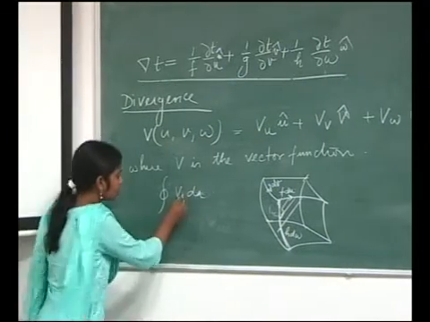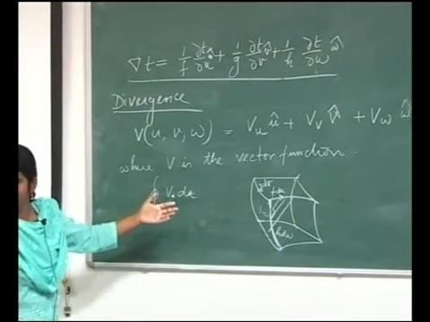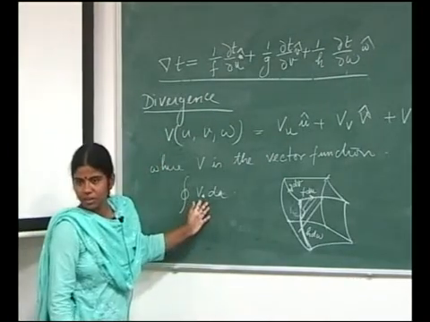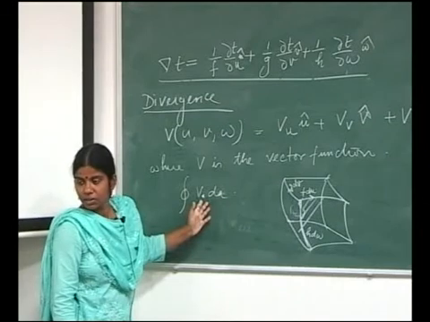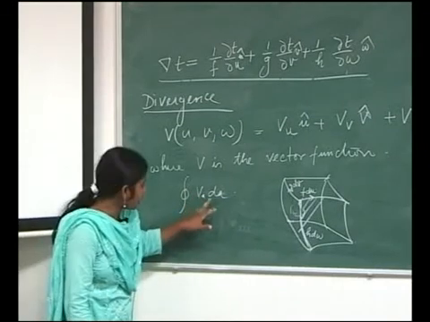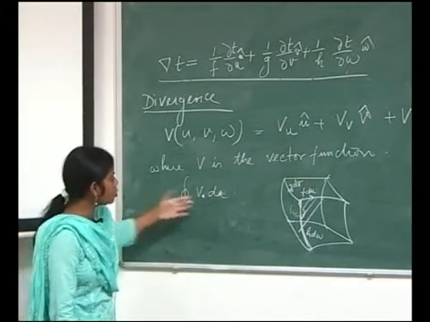V could be any vector. V could be velocity, flow of liquid, anything. But are they scalars or vectors? I am taking a dot product, so it means V and dA are individually vectors.